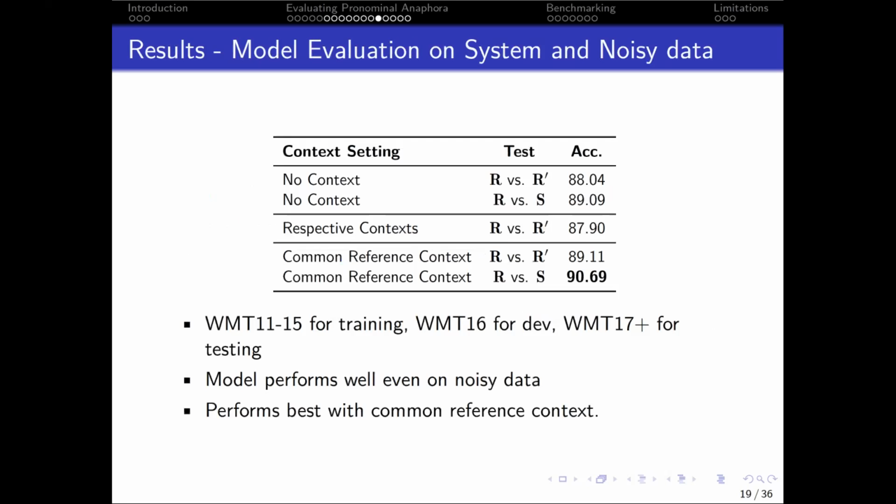As I described, the way we filter the challenge test set, we actually just use some of the older data from WMT to train this model and the newer data to test it. And we found that in general, without context as well, the model is reaching about 89% accuracy. But if you include a coreference context, the accuracy improves significantly. And the model is good at distinguishing the noisy reference, the R prime here is the noisy reference, where there's no other error except pronouns. And so the model has fairly good accuracies.